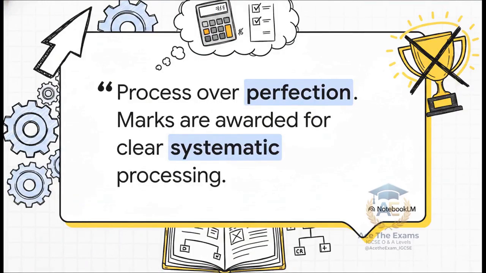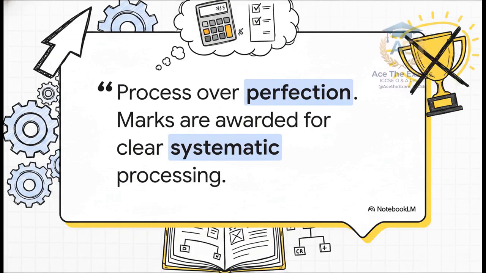This is exactly where we need to step back and look at the process. The golden rule of Cambridge accounting is this: process over perfection. I'm going to say that again. Process over perfection. Marks are awarded for clear, systematic processing. This is what we call the method mark strategy. Look, if you make a tiny arithmetic error in Step 1, but you carry that flawed number through perfectly logical, conceptually sound accounting procedures in the subsequent steps, the examiner will award you own figure method marks.